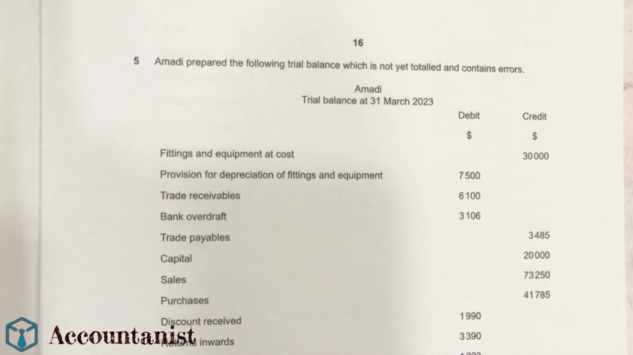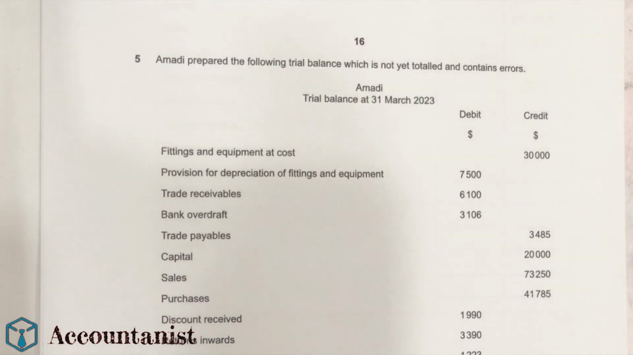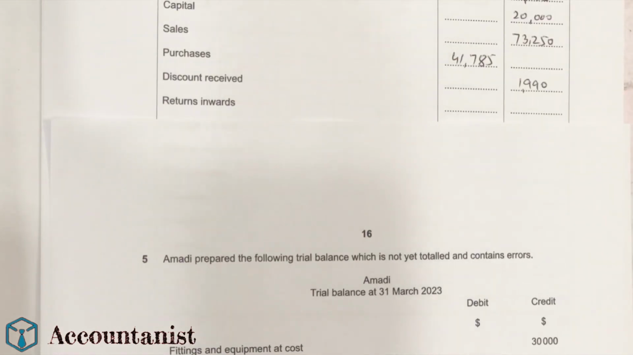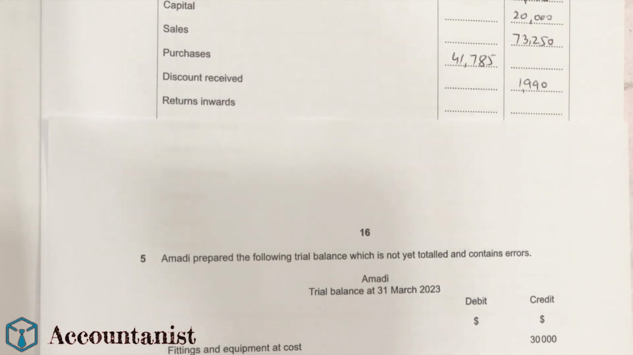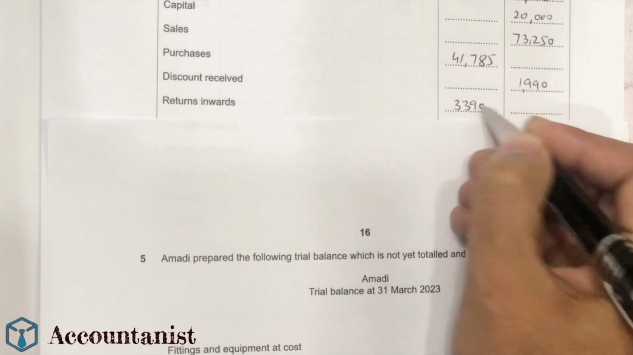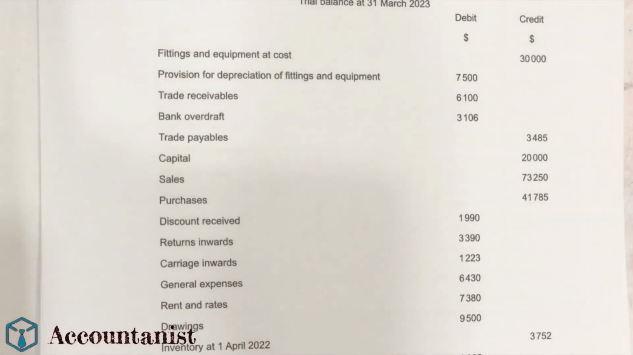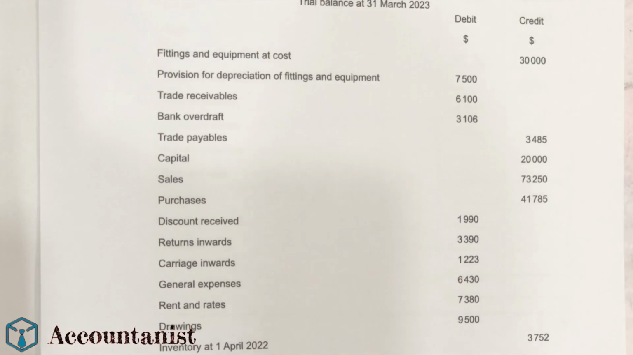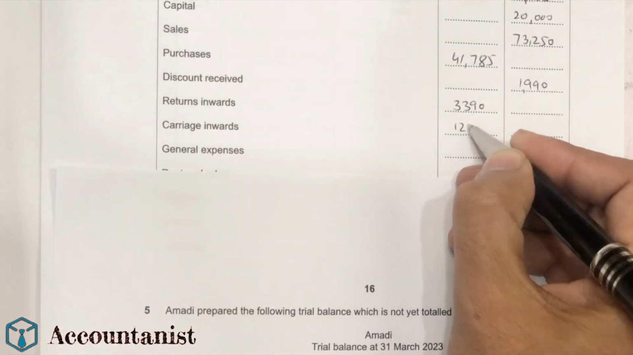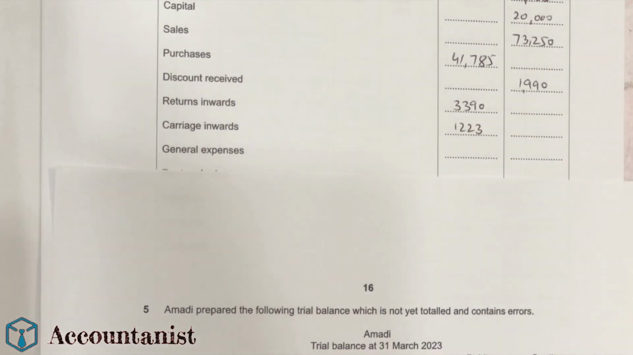The next figure we have is return inwards. Return inwards is the name for sales returns. Sales return comes up on the debit side because sales goes on the credit side. So 3,390 will come up here. The next of this we have carriage inward. Carriage inward is our expense, and that comes on the debit side, 1,223. So 1,223 will come up here.